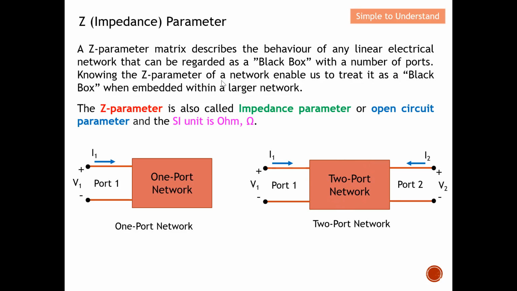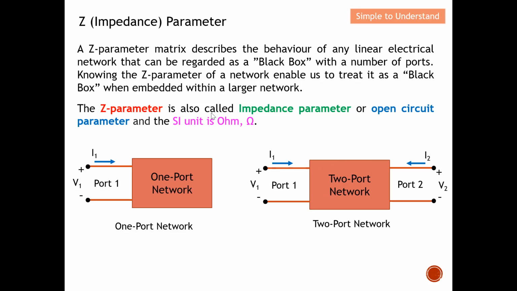Knowing the Z parameters of a network enables us to treat it as a black box when embedded within a larger network. What happens here is basically you can imagine that this two-port network is cascaded into a larger network. So these Z parameters can clearly describe this two-port network without considering the rest of the larger network. But overall, when you form this larger network, the Z parameters of this two-port network can be very useful to understand its characteristics.